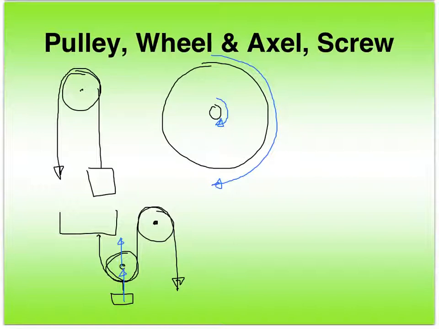If I was to try to take the steering wheel off my car and just grip the axle and try to turn it, it would be a lot harder because the radius of the axle is a lot smaller than the radius of the wheel. So the wheel gives me a longer distance.